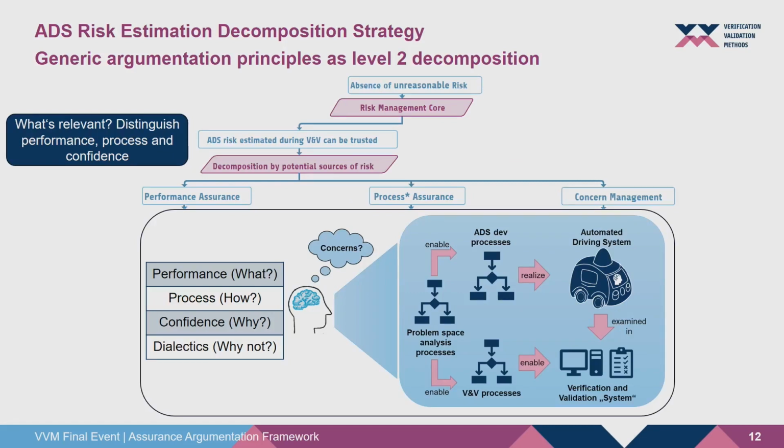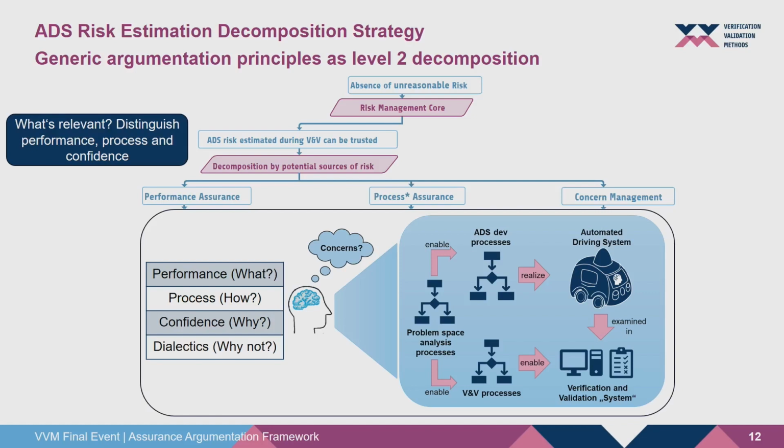So, let's go one step deeper to the next layer and talk about the decomposition of sources of inadequate risk estimation. That is basically the slide that we've seen a couple of minutes ago, and is the reason why we put these generic argumentation principles as first-class citizens also in the overall idea on how the VVM argument should be structured. So I said earlier, independent of the system kind, these aspects are relevant. And that is where we put this in the VVM safety argument.